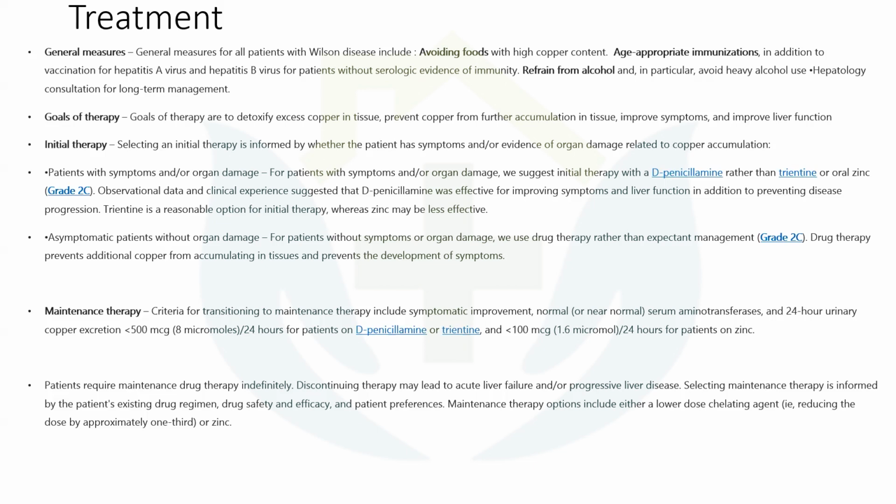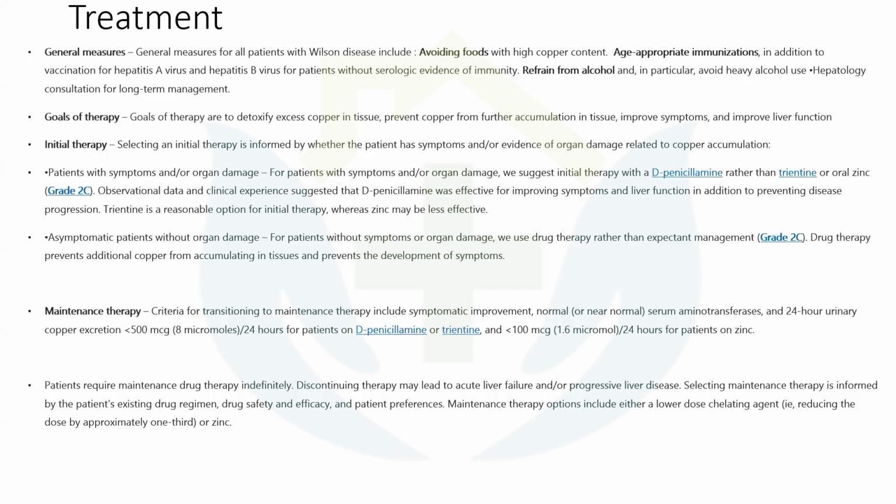If the patient is asymptomatic and there is no organ damage, even then we use drug therapy, because drug therapy will prevent additional copper from being deposited, and finally it will prevent the disease. So as for prevention, if the patient is asymptomatic but Wilson disease is confirmed, we need to give some therapy to decrease the copper deposition in the tissues.